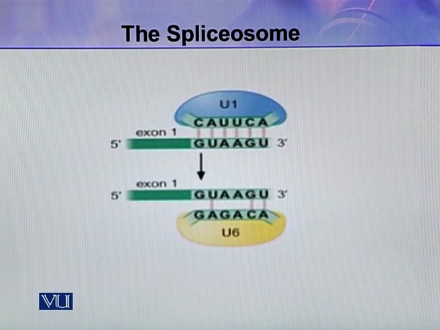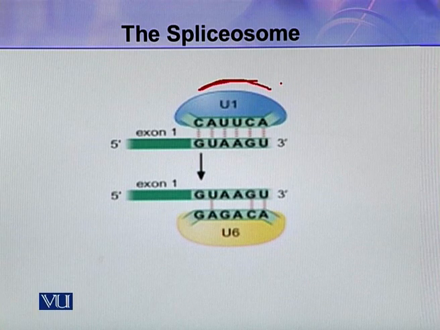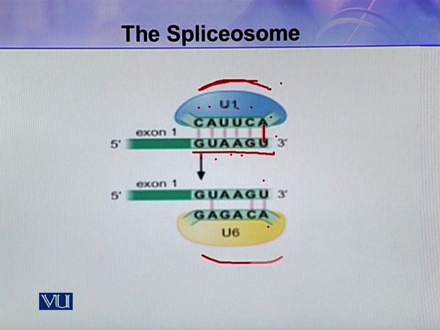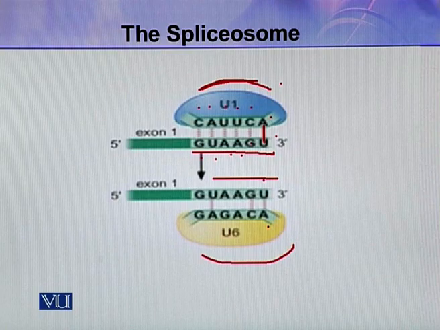So, in this figure, you can see this U1 is attached to this sequence, and the attachment is through complementary base pairing, and similarly here U6 is attached to this sequence. So, in this way, these SNRPs and these RNAs are attached to the pre-mRNA.